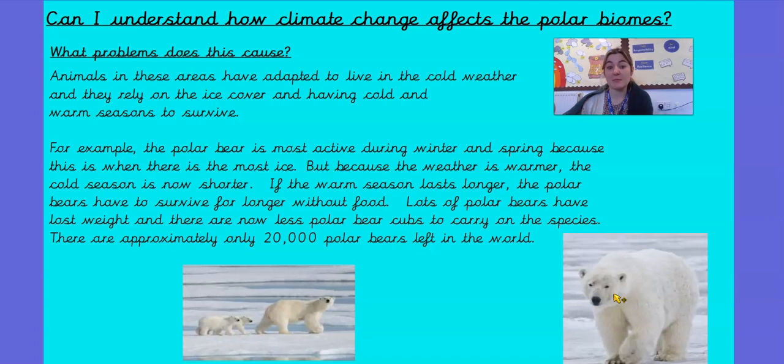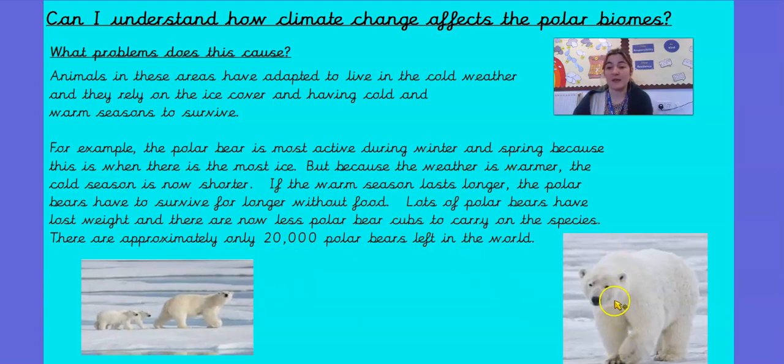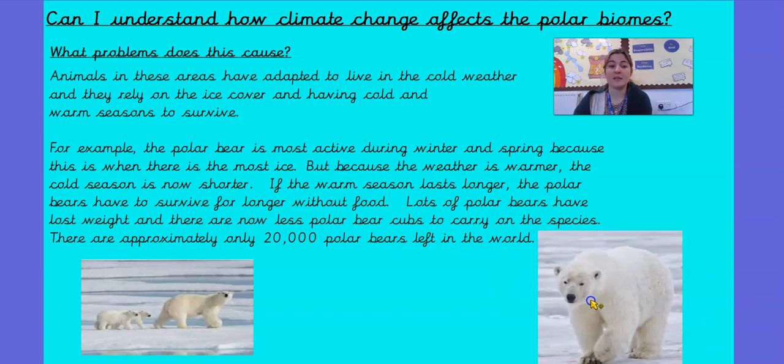So to make polar bear cub babies, so that there can be more polar bears in the area, and they can keep going on sort of forever. It means that the numbers are just going down. And apparently there's approximately only 20,000 polar bears left in the world. That seems like a lot, but if that number is going down ever so slightly every year, then it means that one day it may be that there aren't any polar bears anymore. Okay, so that is one way that it is affecting the polar biomes.